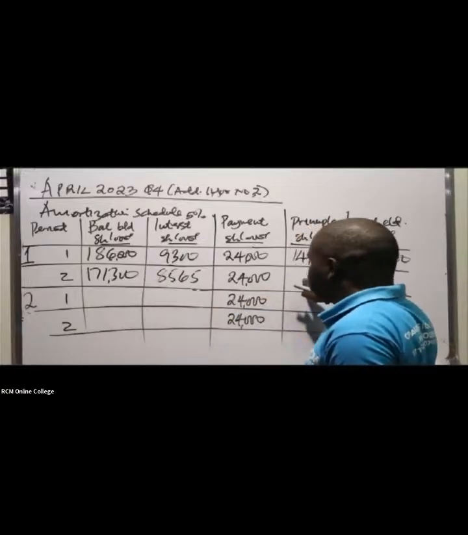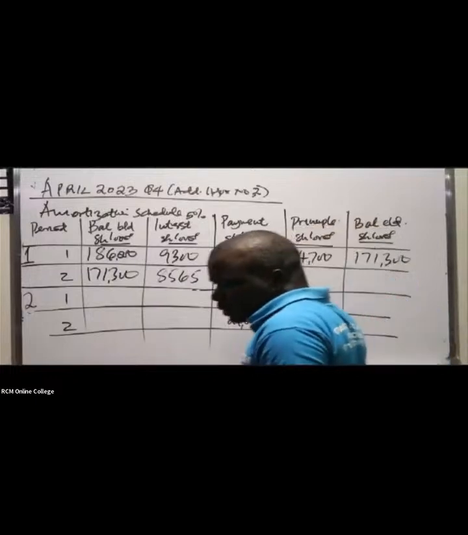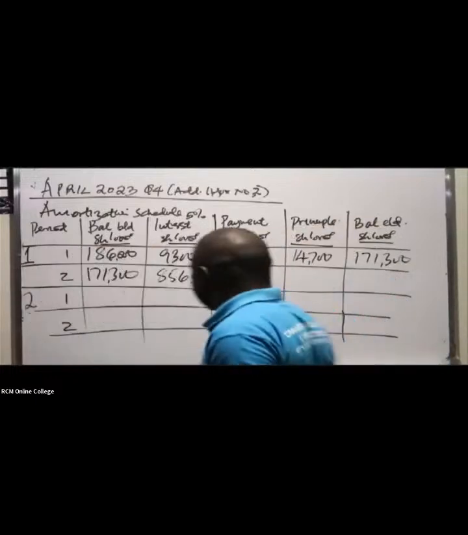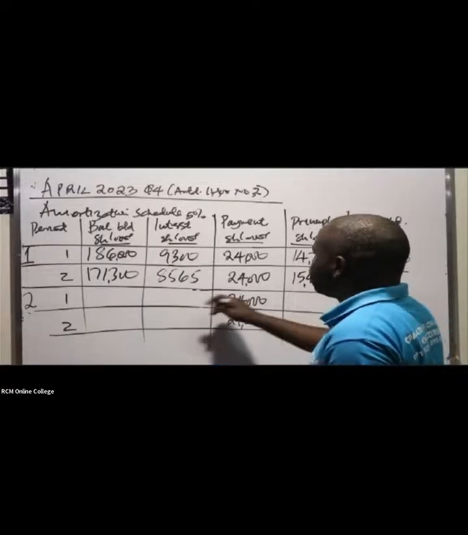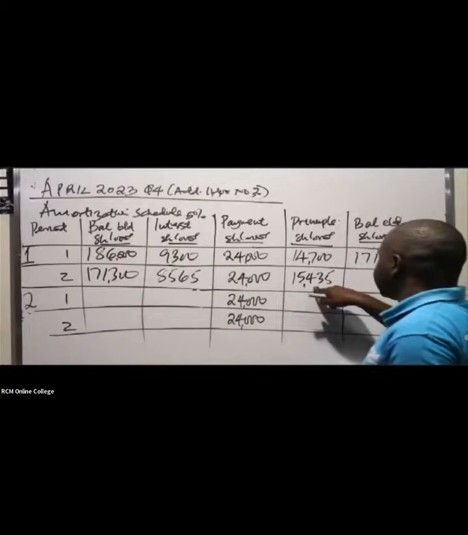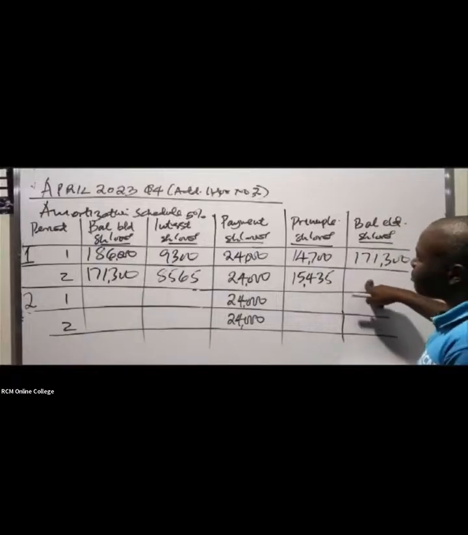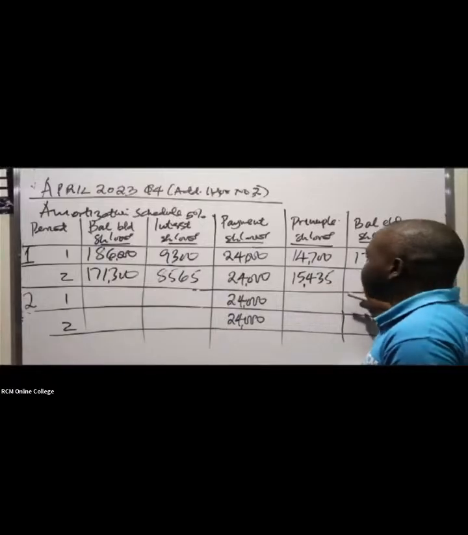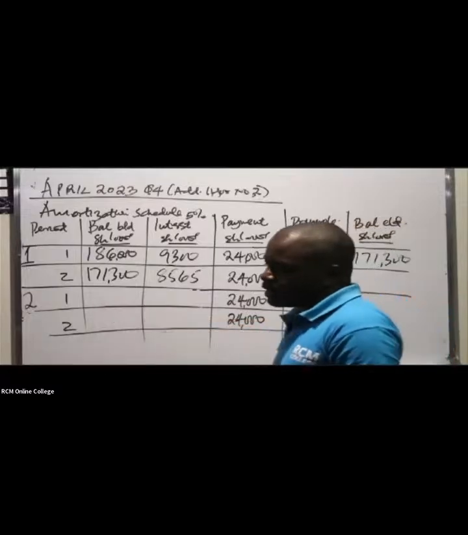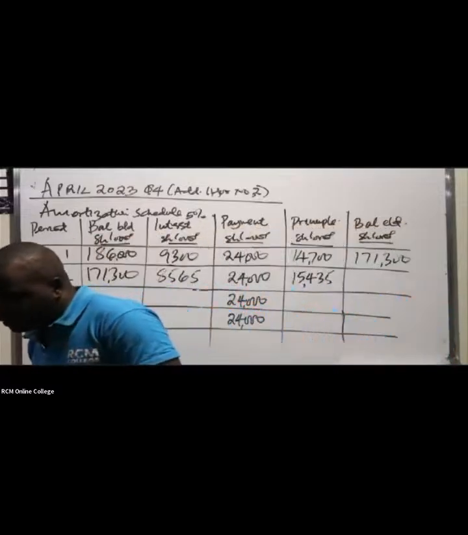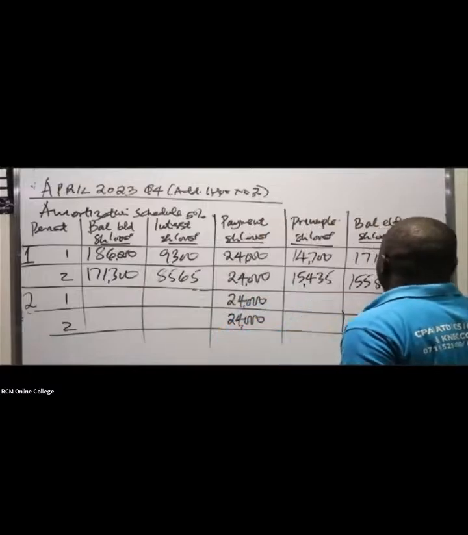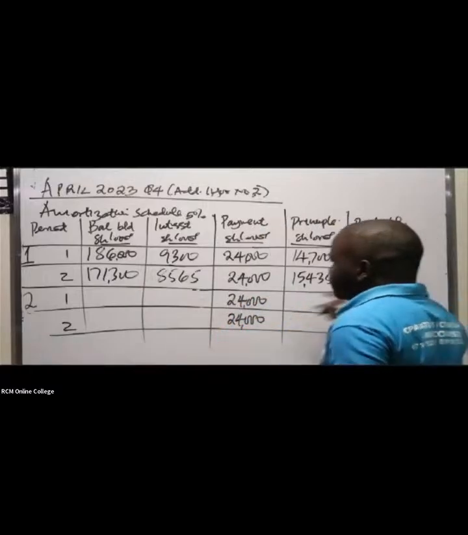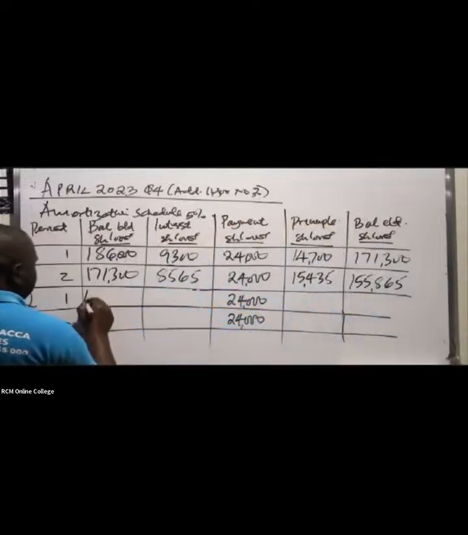So you need to get, there's a figure you get here. You get 15,435. Then you deduct 171,300 minus this. You'll be able to know what was the principal amount having to remain at the end of the period. So carry forward to start here, the coming period. It is 155,865. So you take this one and actually bring it here.